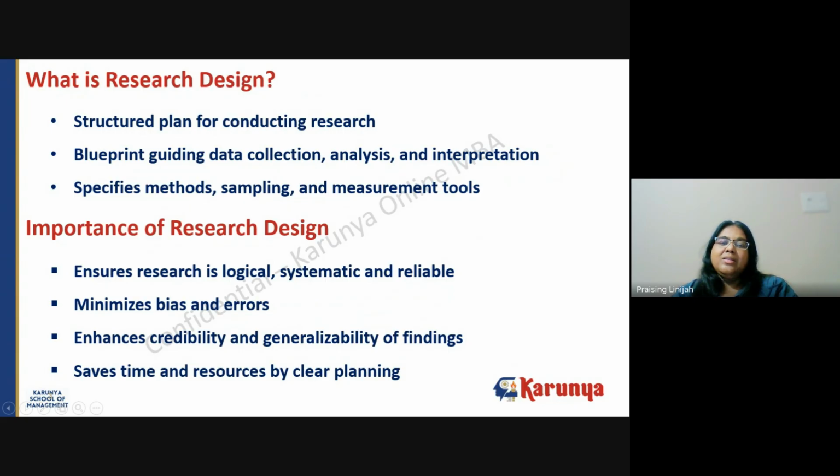Why is all this planning so important, or why is research design so important? It helps to ensure that your research is logical, systematic, and reliable. Let's get into the importance of research design.